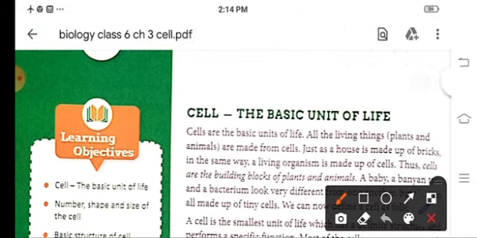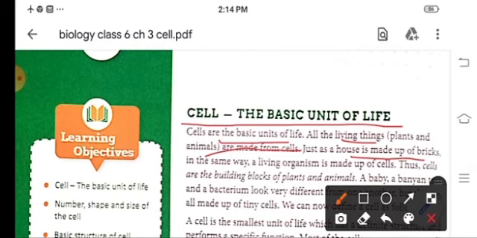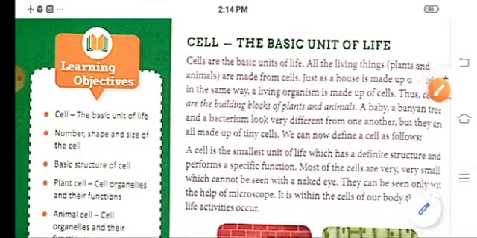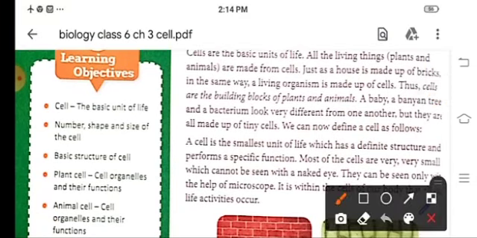So we can say the cell is the basic unit of life. Why do we call it the basic unit of life? Because all living things, whether they are plants or animals, are made up of cells, like a house which is made up of bricks. So we can say that cells are the building blocks of plants and animals.